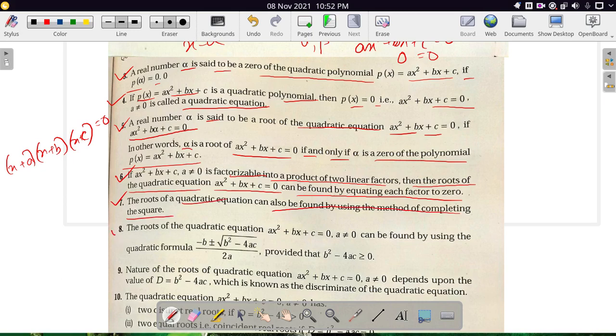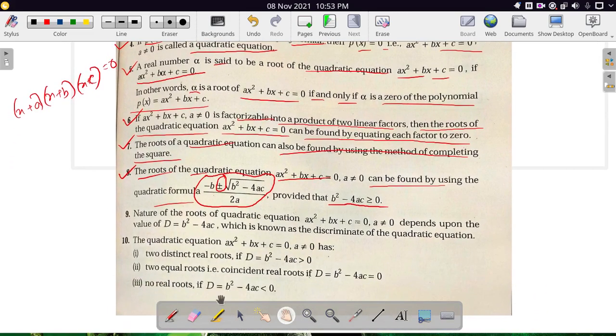We did that. Point number 8, the roots of the quadratic equation can be found by using the quadratic formula. This is very important. You should memorize this formula. It's very easy to memorize, and the signs should not differ. The plus minus is outside the square root, provided that b square minus 4ac is greater than or equal to 0, because it's real. Nature of roots of a quadratic equation depends upon the value of the discriminant, that is D is equal to b square minus 4ac, which is known as the discriminant of the quadratic equation.